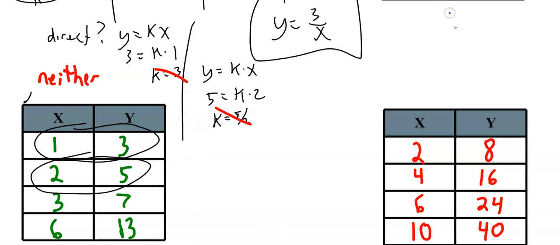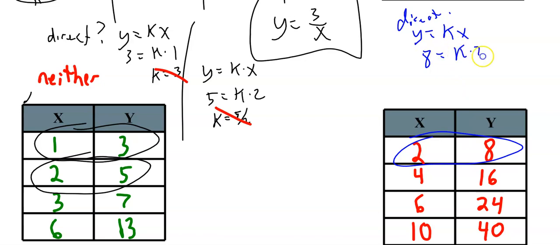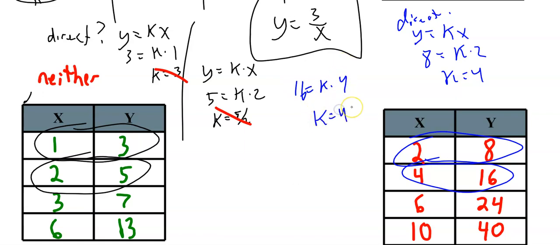And this one, it looks like x is increasing, y is increasing, so it might be direct. So y equals kx, let's just try. We plug in maybe this first point, so we get 8 equals k times 2. So divide, you get k equals 4. Okay, let's plug in the second point, so we get 16 equals k times 4. Divide by 4, you get k equals 4. I'm hopeful this will work.